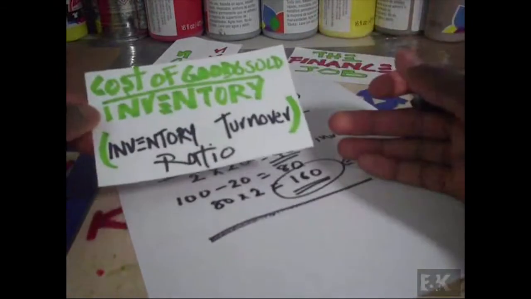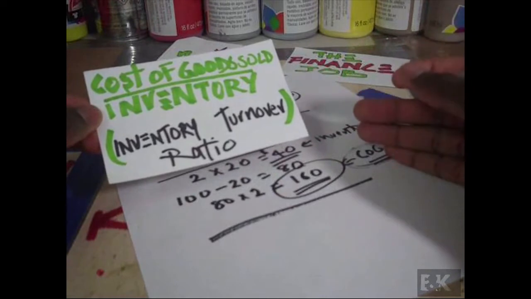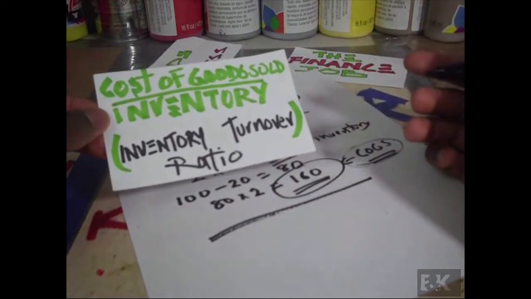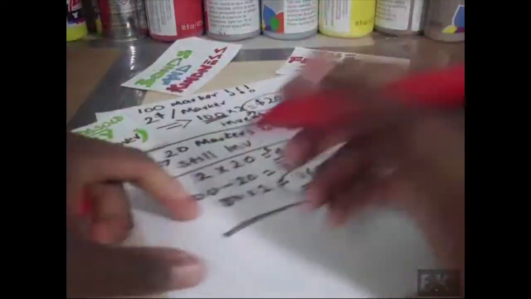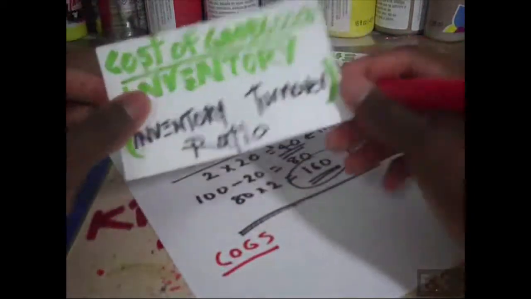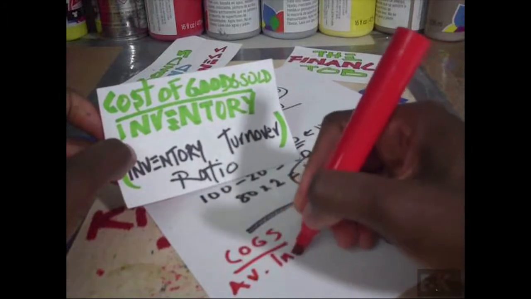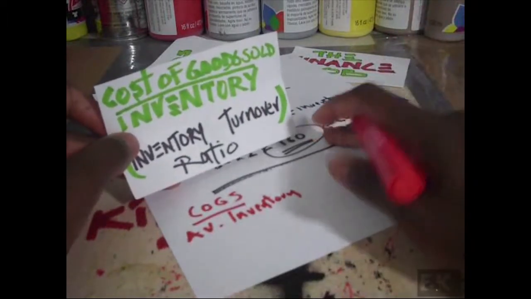But now that you understand the story, that we're comparing how much we started with to how much we end up with, I should at least tell you the truth. Okay, let's just get another marker in the meantime. And the truth is that you use your cost of goods sold to calculate your inventory turnover over the average inventory. And why is that? Think about it.